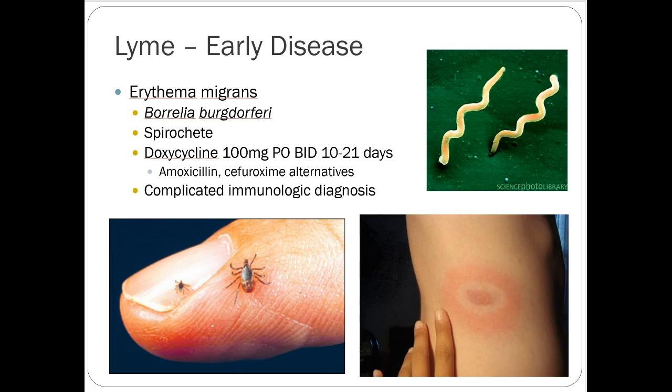Immunologic diagnosis is really complicated, especially when you get down the pathway of advanced Lyme disease. But basically, not everyone's going to have an erythema migrans. So it's always a question of what type of symptoms you're looking at. Did they have tick exposure?